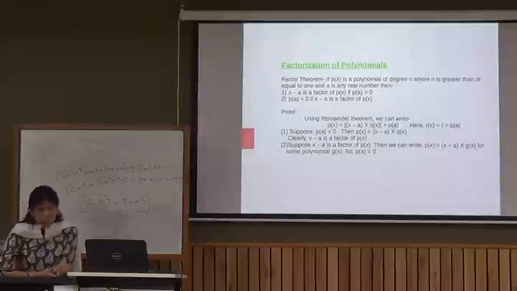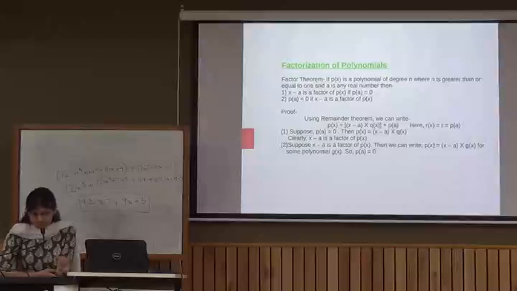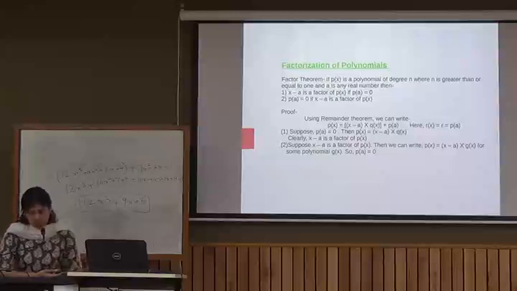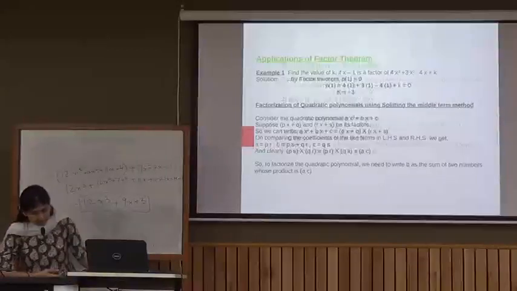Now again, coming to the second point, suppose if x minus a is a factor of p(x), then we can write p(x) as a product of two polynomials x minus a and g(x), where g(x) is any polynomial. So here, putting the value of x is equal to a in the polynomial, we get p(a) is equal to 0. Therefore, the second point is also proved. Hence, we arrive at the proof of this factor theorem.